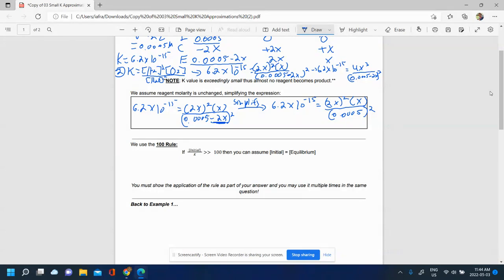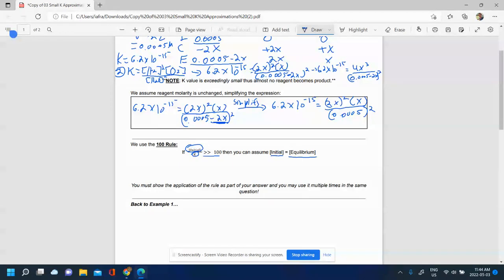But essentially what you do is you take the value of your initial concentration of your reactant and you divide it by the K value. If this answer is greater than 100, usually we say much greater than 100, but if it's greater than 100, then we can assume that the initial concentration of whatever we're given is going to be equal to the equilibrium concentration. In other words, we can simplify and make the small K approximation to make our lives easier.